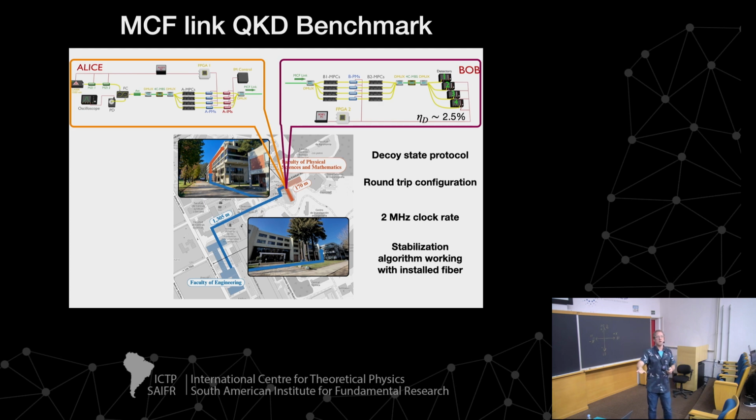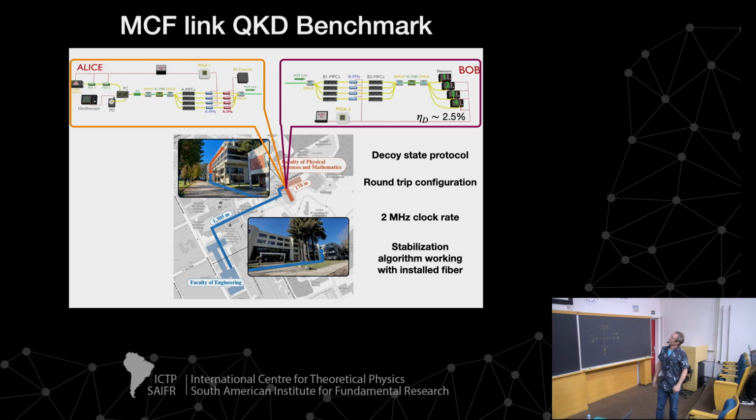Sometimes you send a vacuum pulse, so you completely block off the channel. Sometimes you send a pulse that's a little bit more intense. Sometimes it's in between, and this makes it harder for someone to steal your photons and remain invisible. That's the basis, the idea of the decoy state protocol. So we use these intensity modulators for that. This is all computer controlled and happening at around 2 megahertz, so 2 million times per second. And again, as I mentioned, we have this stabilization algorithm working now with the multi-core fiber connected here in the middle.